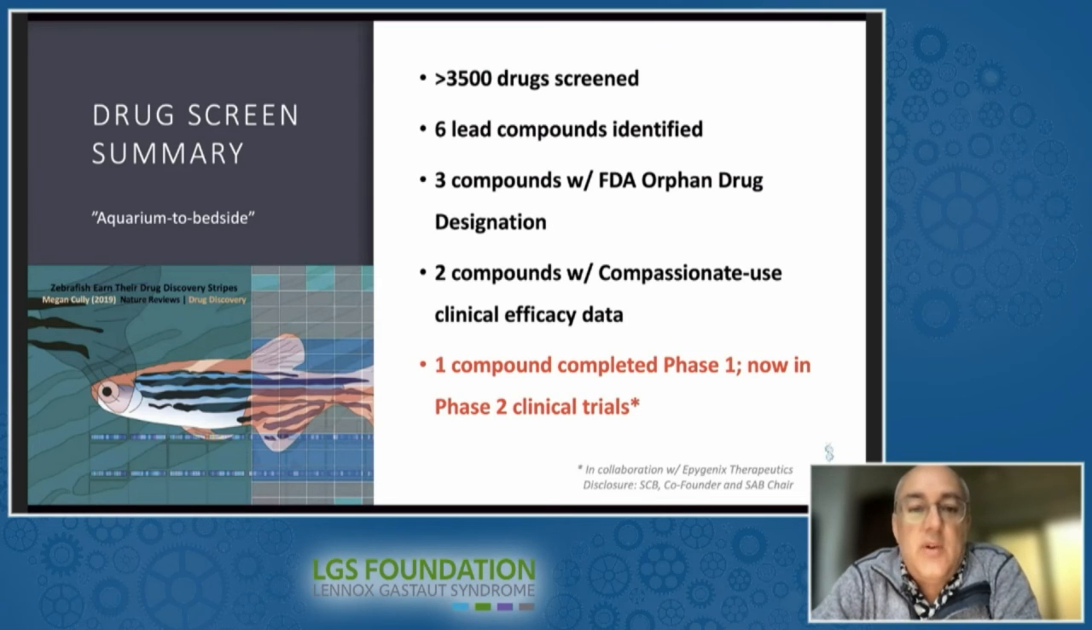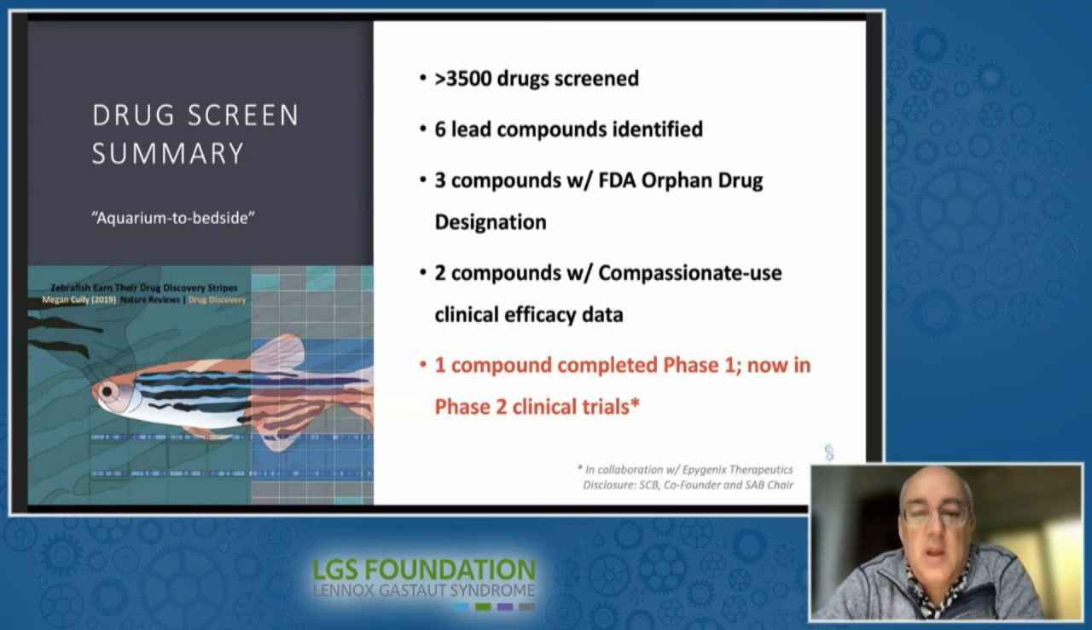From these 3,500 drugs we've screened over the 5 years, we identified 6 lead compounds. All of them had a similar mechanism of action, that they activated serotonin receptors, and all of them were effective in completely suppressing both the behavioral and the electrographic seizures in these zebrafish larvae.